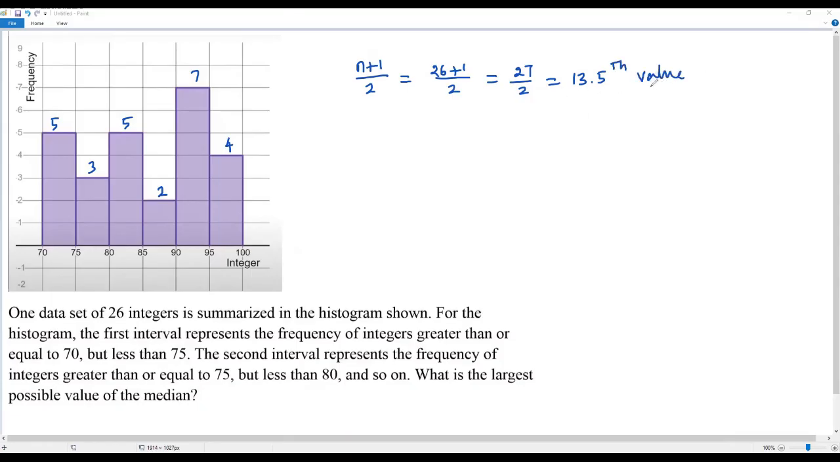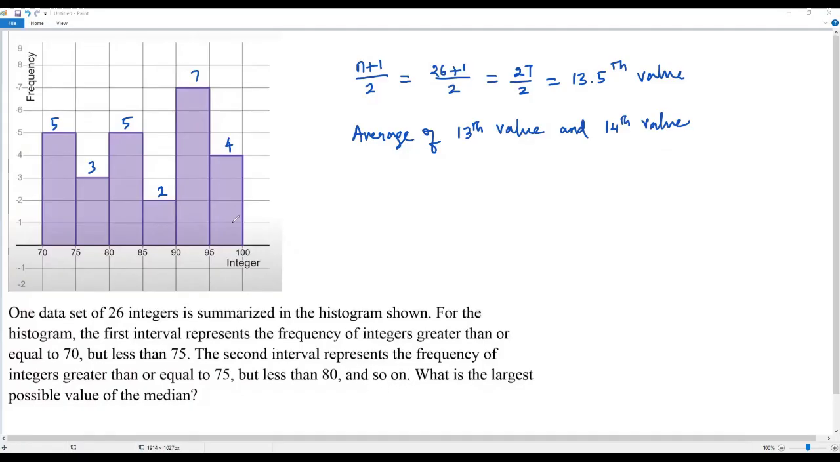How do we get the 13.5th value? For that, we have to find the average of the 13th value and the 14th value. Let me write that here. When I find the average of the 13th value and the 14th value in the given histogram, that is the median. According to the question, we have to get the largest possible value of the median. So we have to get the maximum of the 13th value and the maximum of the 14th value. Then the average of those two maxima will give the largest possible value of the median.